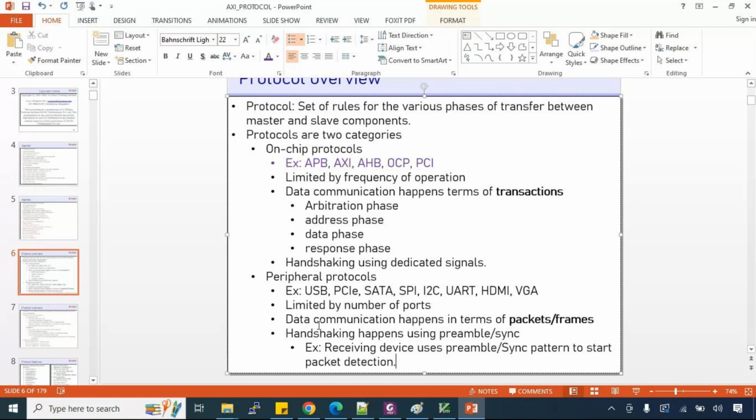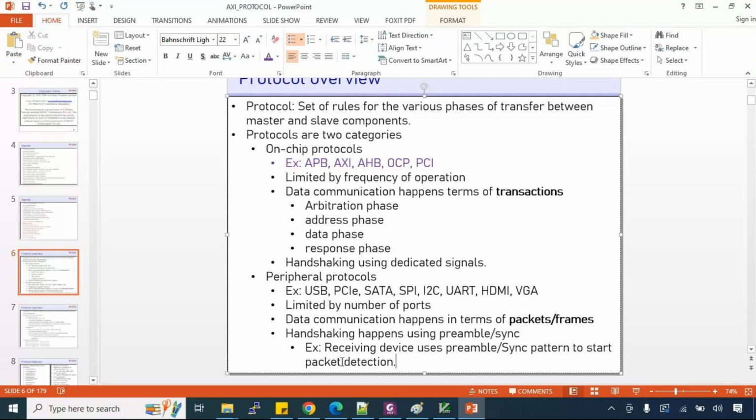And data communication happens in terms of packets or frames. And handshaking happens using preamble or sync. There will be something called a preamble or sync. We first send the sync pattern. That's the indication to the other side that a packet is coming.